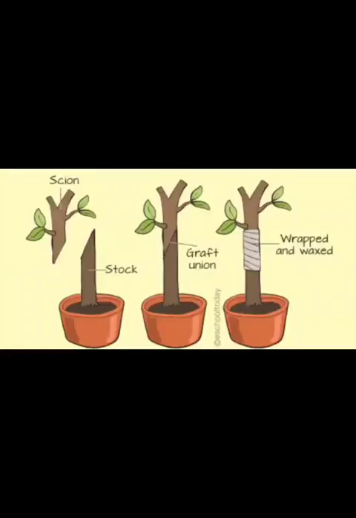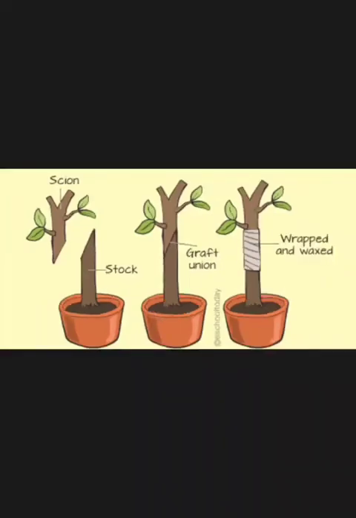Next method is grafting. In grafting, two different plants are needed and both plants should have different types of qualities, and by combining the qualities of both these plants, the aim is to obtain a plant with superior qualities.